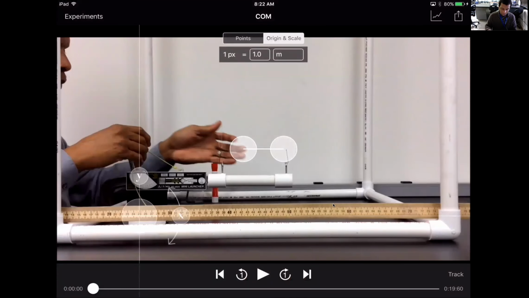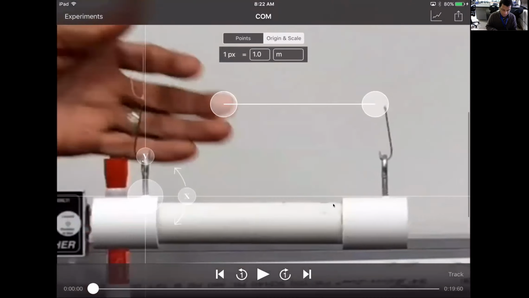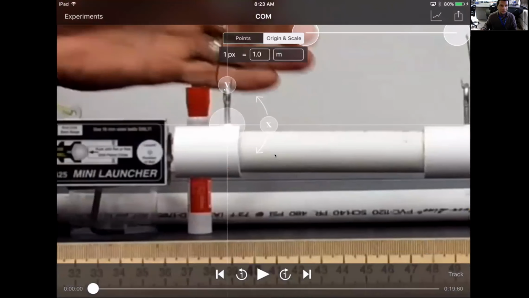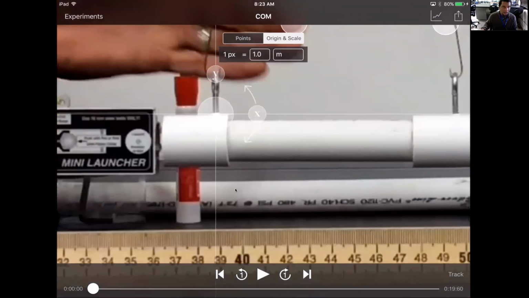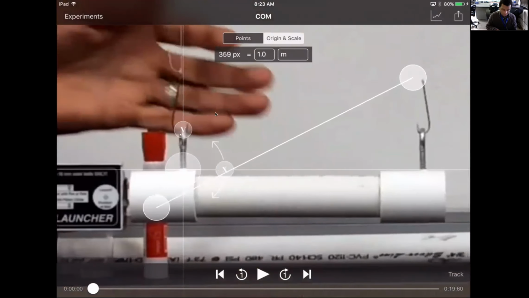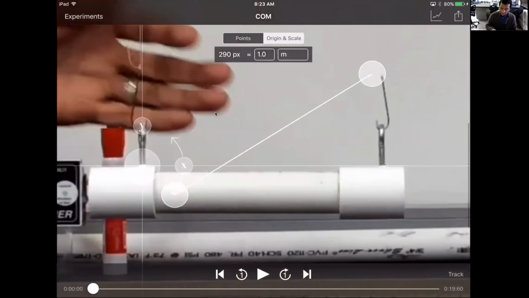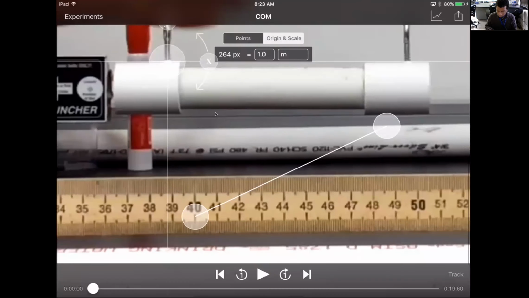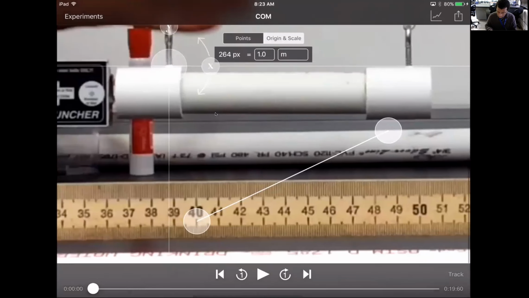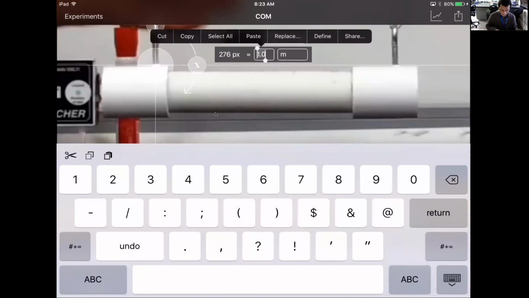I'm going to go to our origin and scale here. Let's set our origin on this anchor bolt. So basically I have an anchor bolt here, I have some fish line, you can kind of see it, and I have a fish hook here, and I'm going to track this anchor bolt. So this is the 0, 0 point. Of course, you could pick something different. And let's just pull this down. I'm going to set my scale to 0.1.